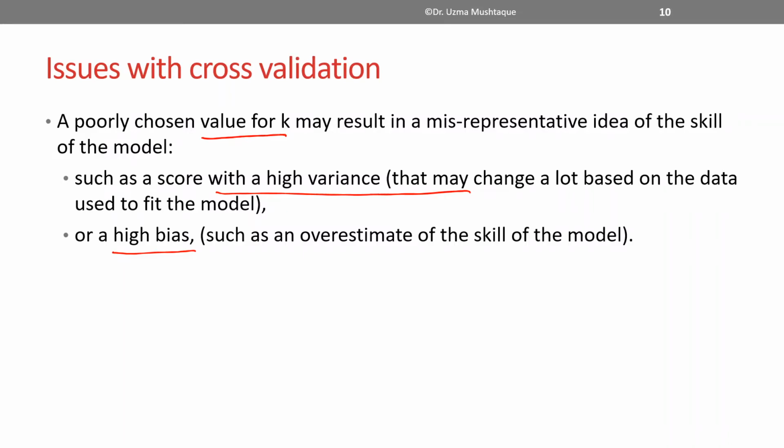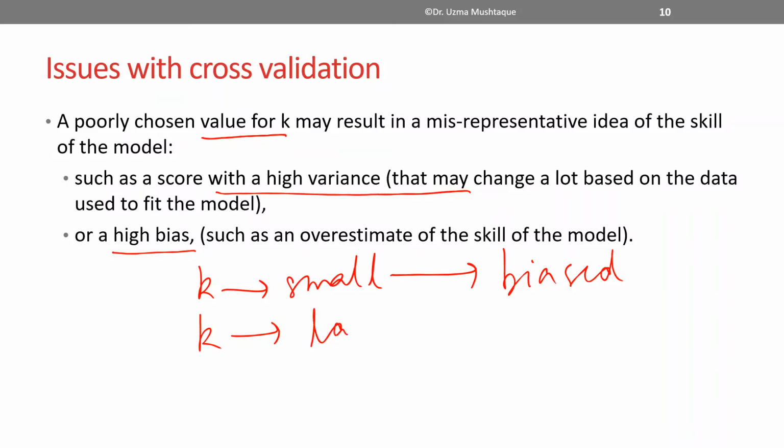So if K is small, if K has a very small value, we just split it into, let's say, 2 or 3 parts. We split the data into very few parts, right? So if K is small, then the score might get biased. Just remember this. And if K is large, sometimes you can get high variability, right?